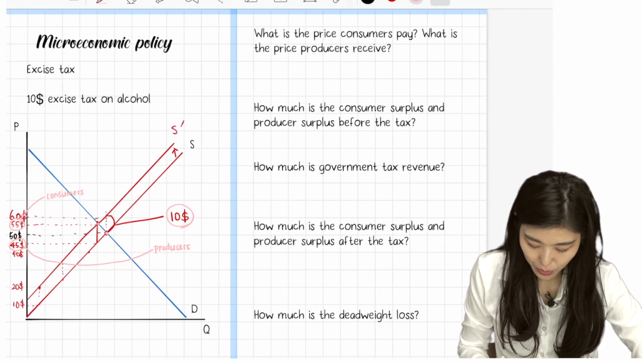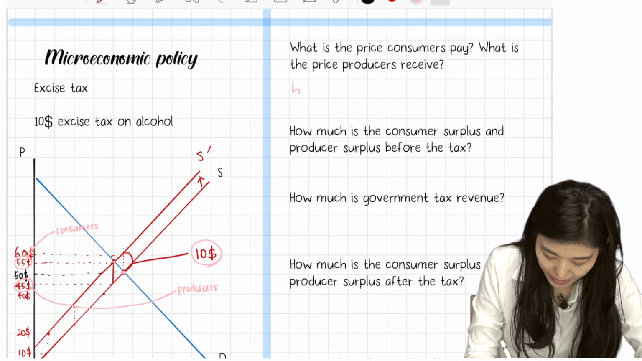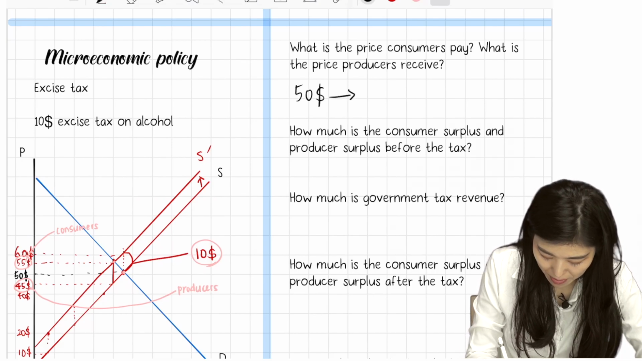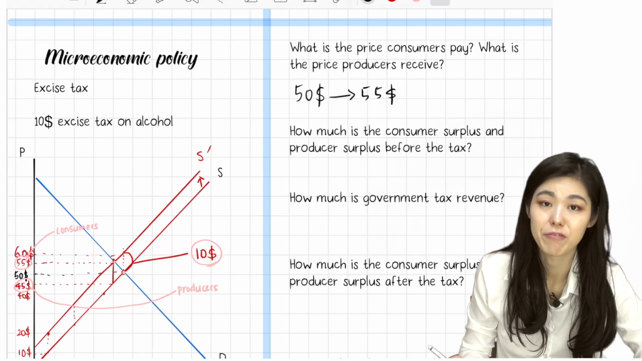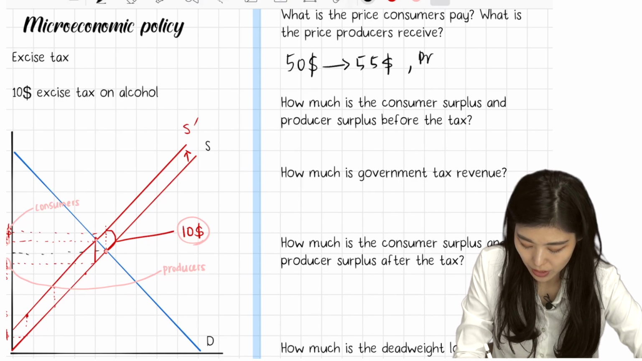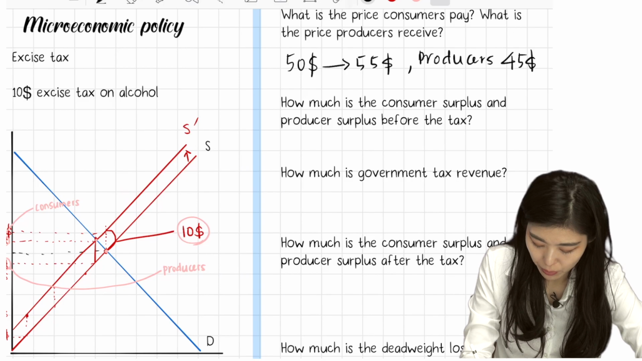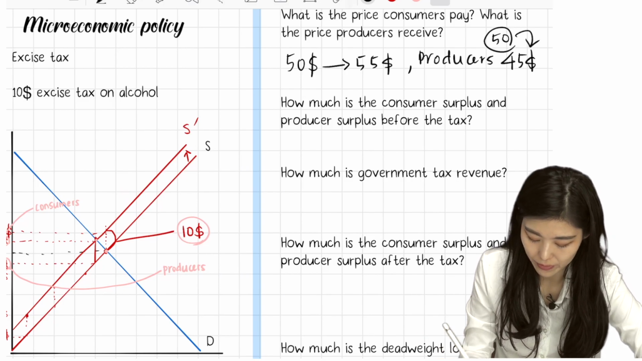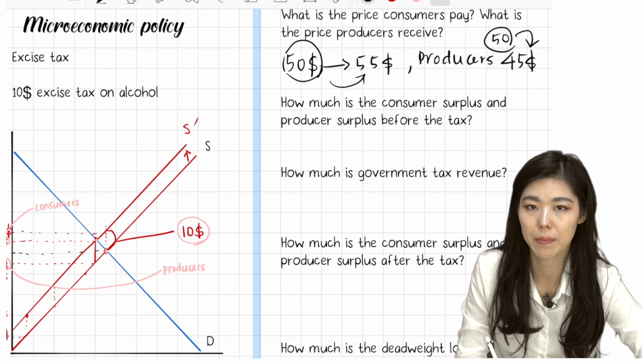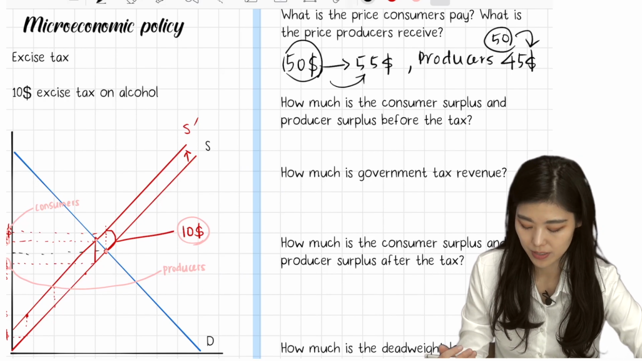So to answer this question, what is the price consumers pay compared to the original price? It was $50 before, but now they're paying $55 after the tax. What is the price the producers receive? The producers will receive $45. Before it was $50. For them, both were $50 before the tax, but now the consumers are paying $5 more and suppliers are receiving $5 less.